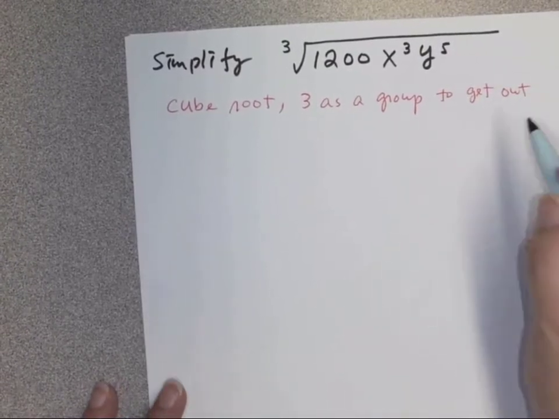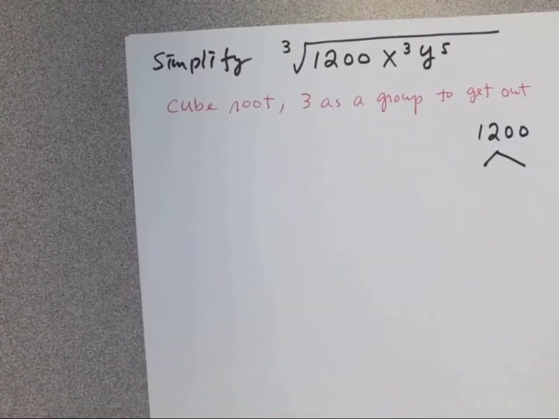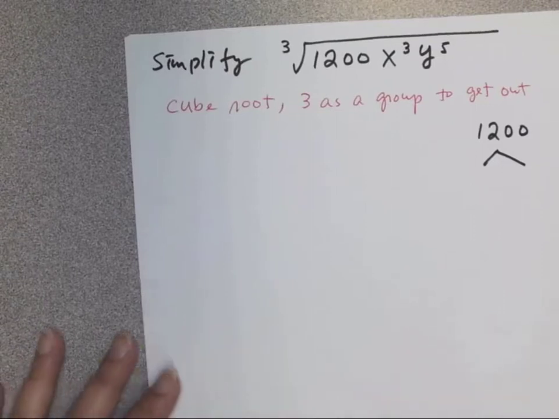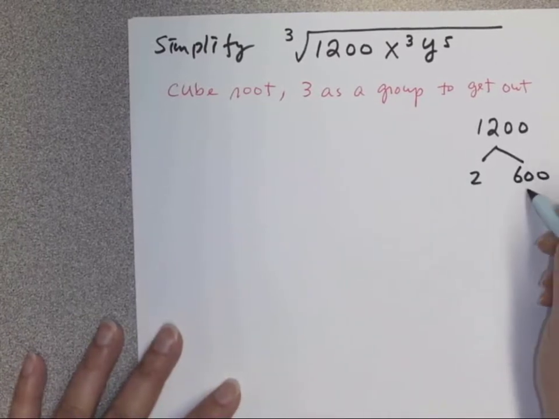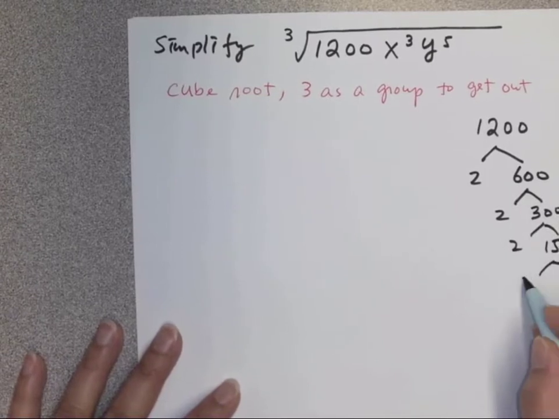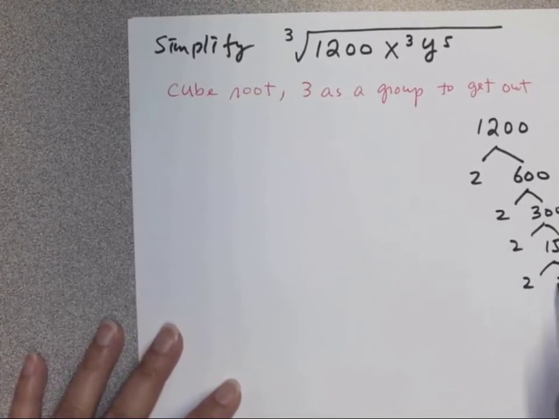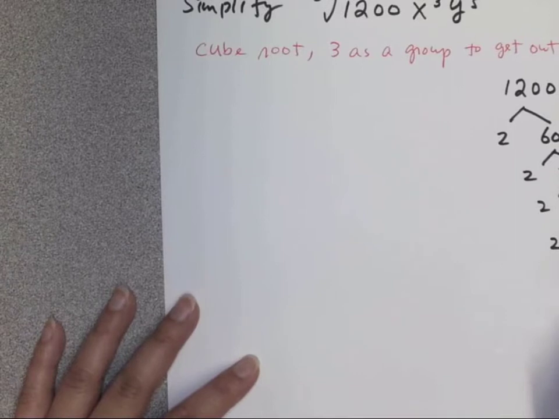Alright, so for 1,200, it's kind of hard to break it down, right? What can I do? It's even for sure. It can be what times what? 2 times 600, that hurts, and 2 times 300, and then 2 times 150, and then 2 times 75. Yeah, you're right. Okay. And then I cannot use 2 anymore, right? But it ends with 5, so I'm pretty sure it can be divided by 5 times.